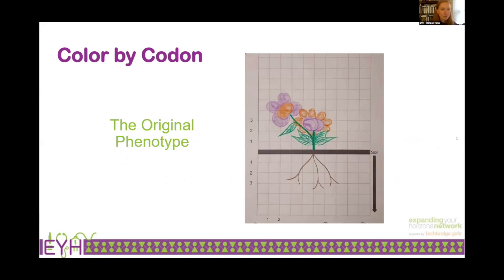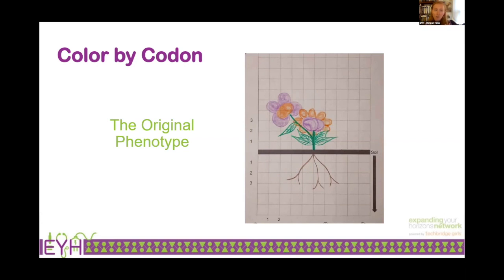So we see that with the original phenotype here, this flowering plant has 2 flowers. It also has a couple of leaves. It has a branching root system, things like that. So keep this original phenotype in mind as we move on with the activity.